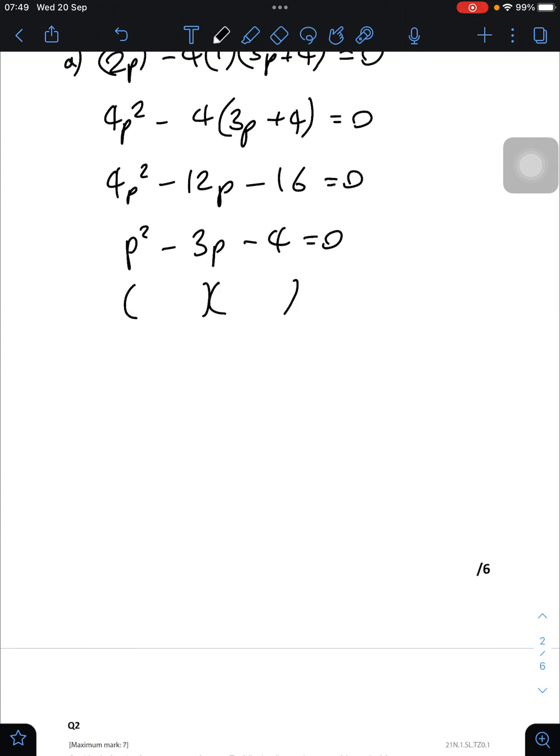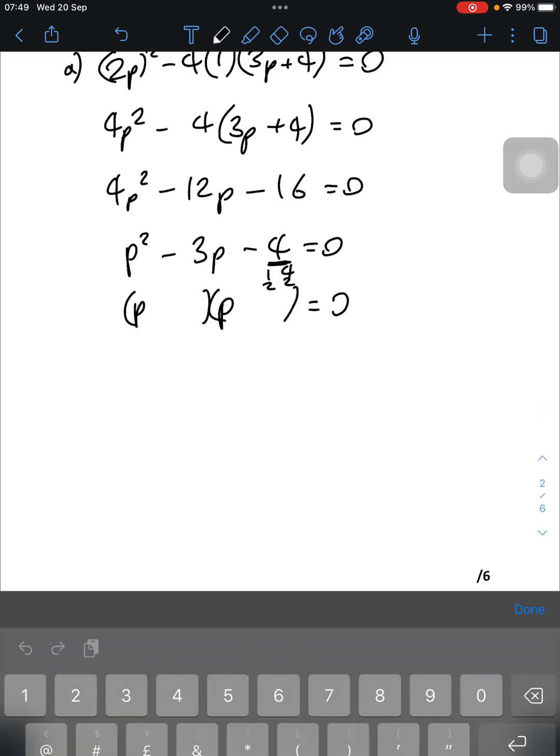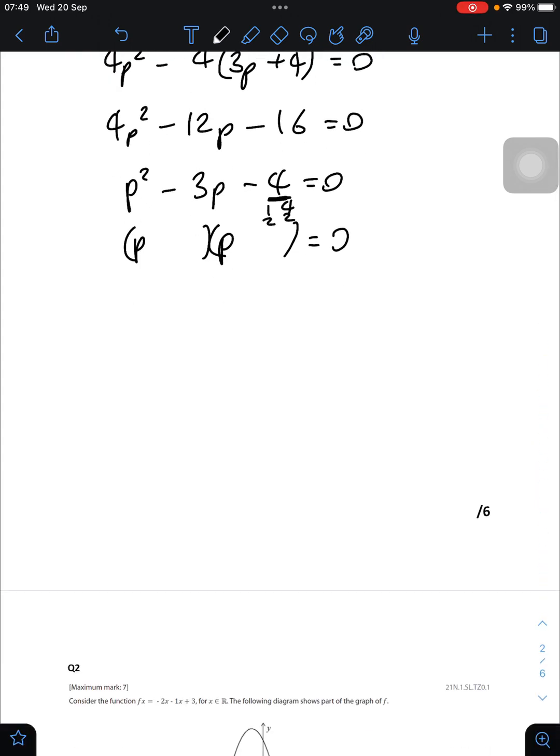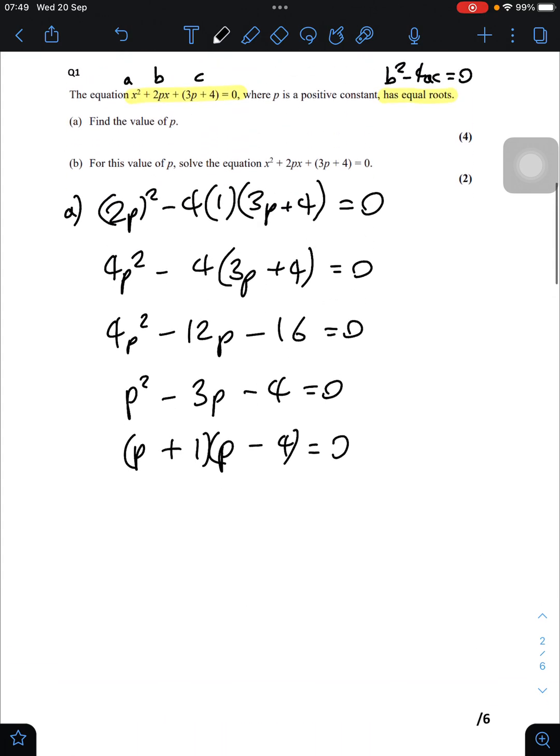So you can do some longer methods, but I think it's easiest just to think about now what goes into 4. So we've got 1 and 4, or 2 and 2, and then think about those two options. We've got to get to a 3, so 2 and 2 wouldn't work because 3 is odd, so therefore we need an odd number for our 4, so therefore 1 and 4 is the option, and now we've got to think about our signs. So to get to minus 3, we need probably minus 4 and plus 1, like that. So therefore p is minus 1 and 4.